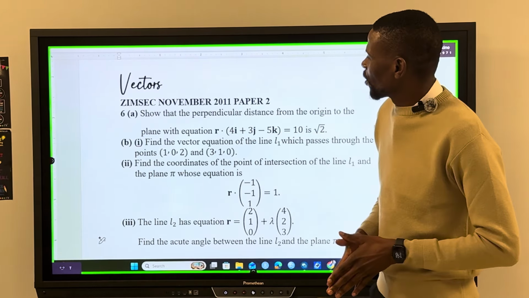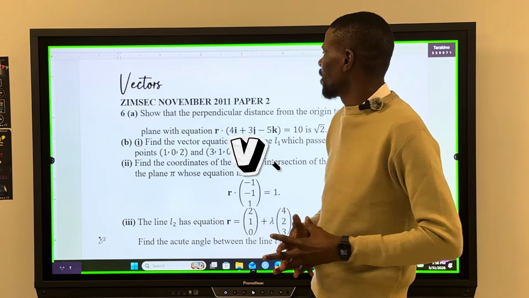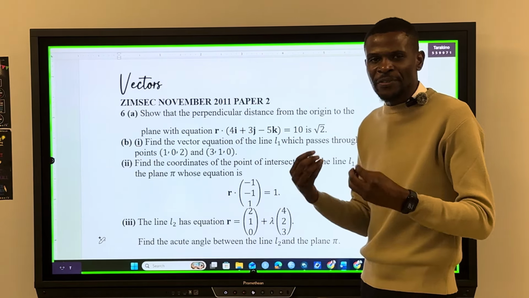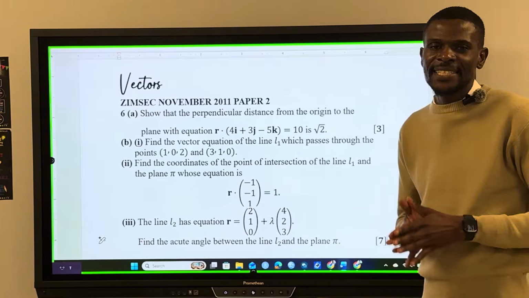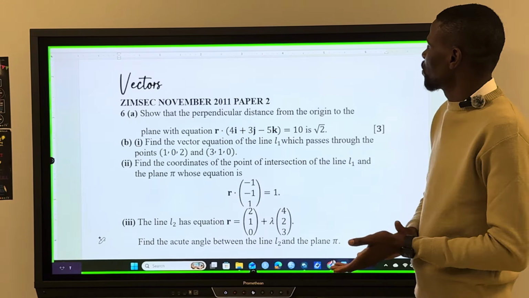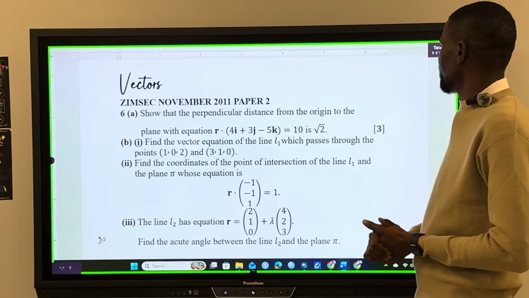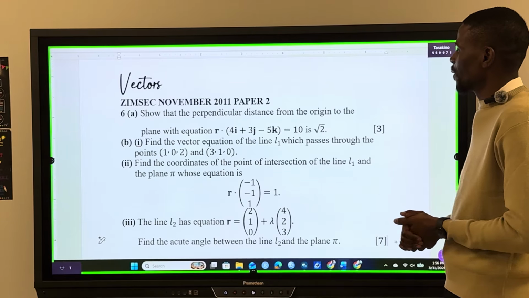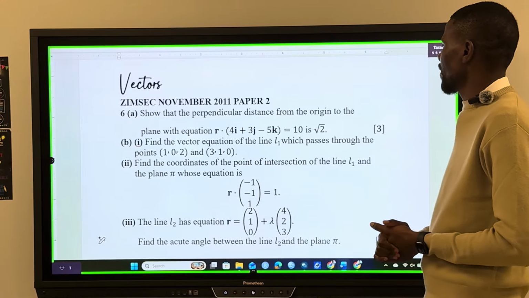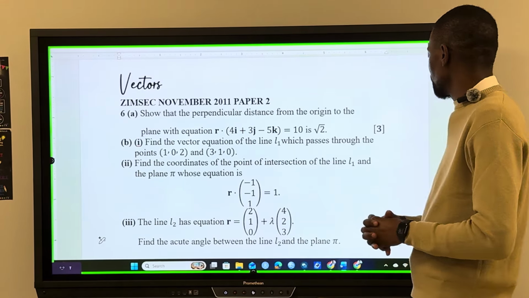Welcome back. So, in today's lesson, we'll solve a ZIMSEC November 2011 paper 2 question on vectors, focusing on planes and lines. Okay, it reads 6a. Show that the perpendicular distance from the origin to the plane with equation r dot (4i + 3j - 5k) equal to 10 is square root of 2.